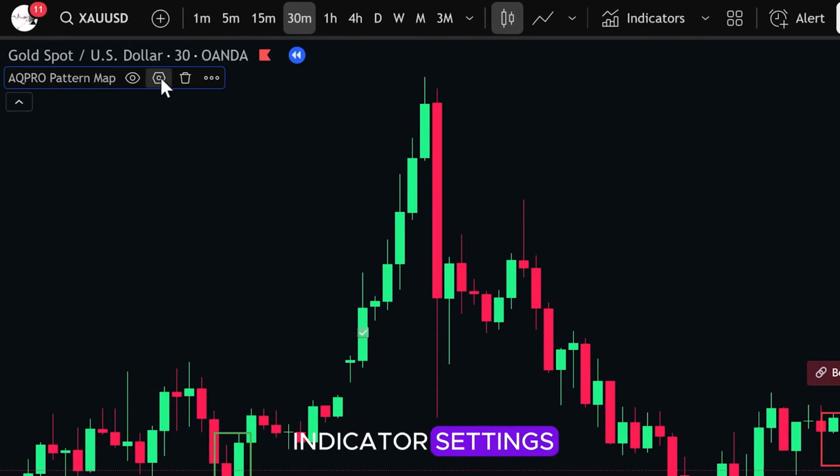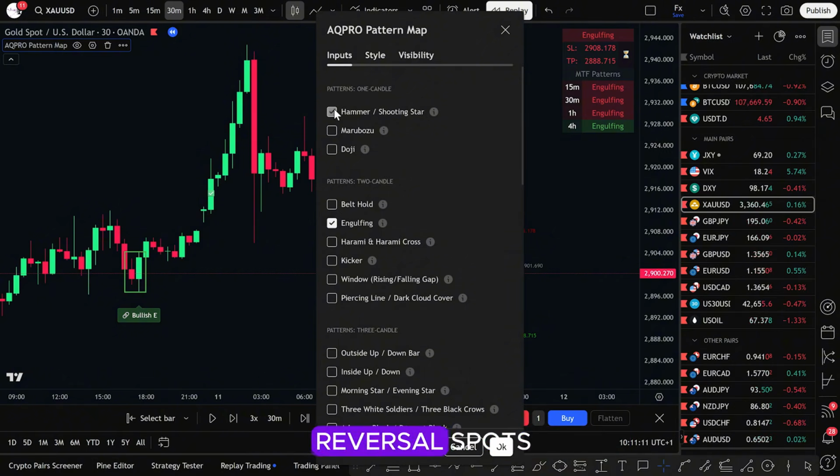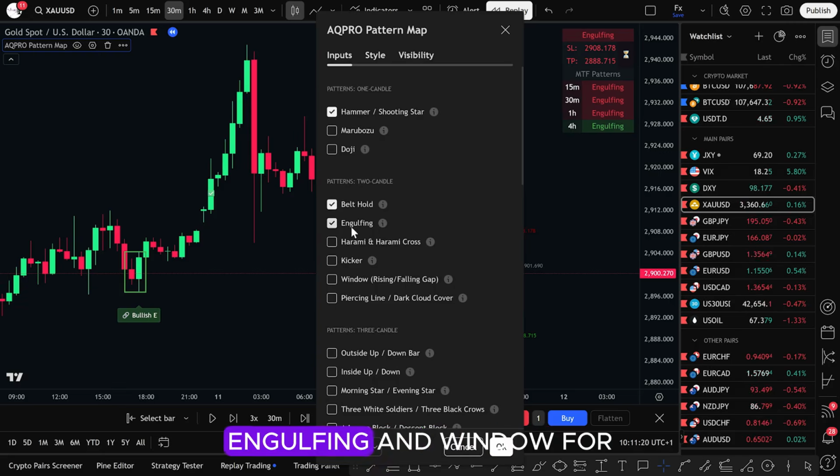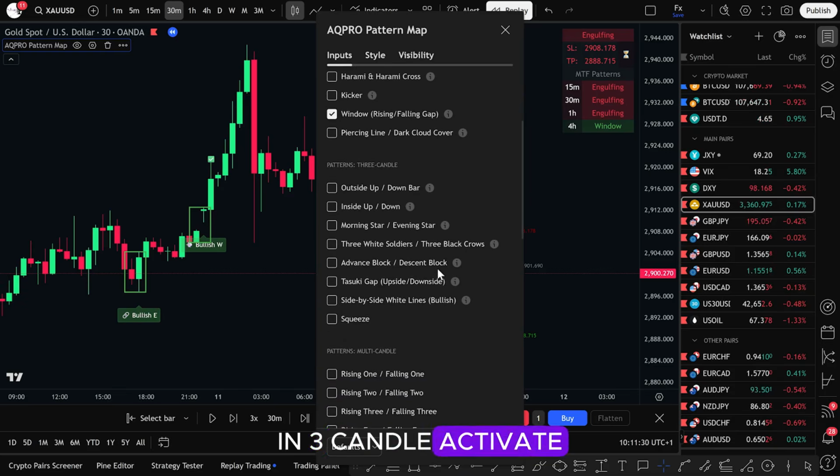Let's go over the indicator settings. Start with 1 candle patterns. Enable hammer for fast reversal spots. Then in 2 candle, switch on belt hold, engulfing, and window for clear trend change signals. In 3 candle, activate morning star and squeeze to catch momentum shifts early.